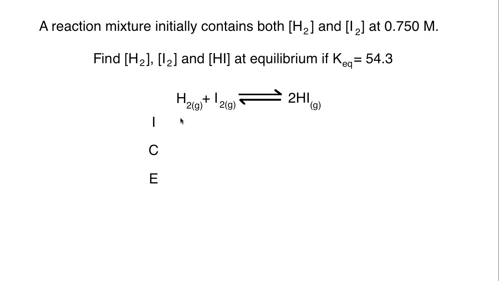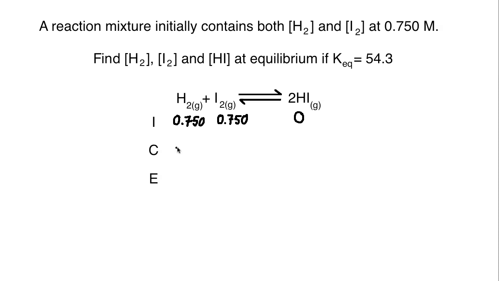So the problem states that we start off with 0.750, and that's for both of these. So this one would also be 0.750. And remember, like we discussed last time, unless the problem states that you're already on the way to equilibrium and you have some amount of product, we're always going to assume that the product is 0 at the initial starting point.